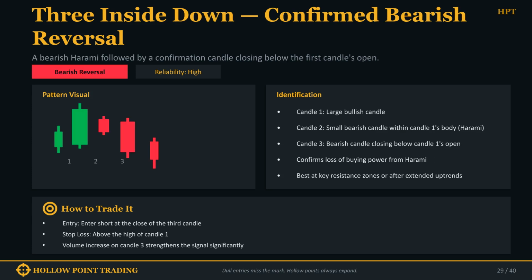The 3 inside down is a confirmed bearish reversal. It starts with a Harami pattern, followed by a large bearish confirmation candle that closes below the first candle's open. This pattern is best traded at key resistance zones.